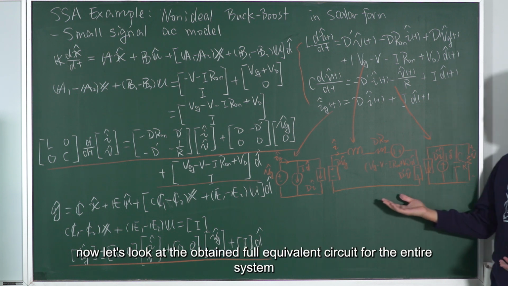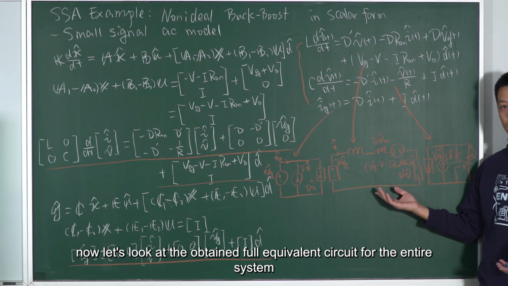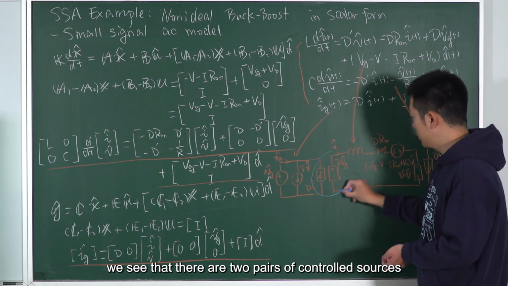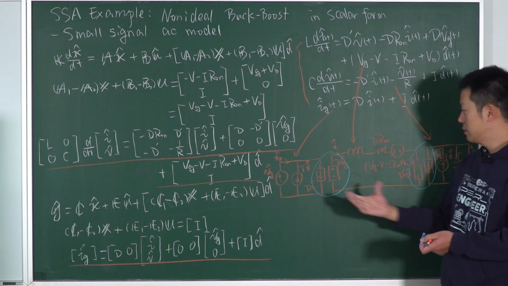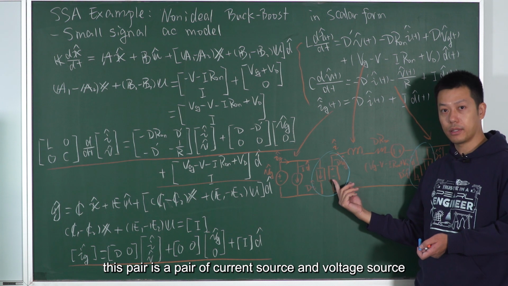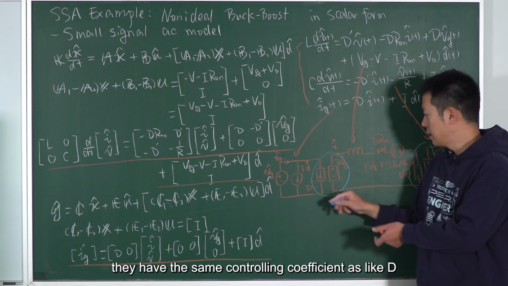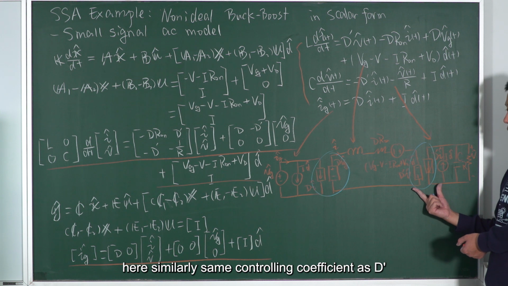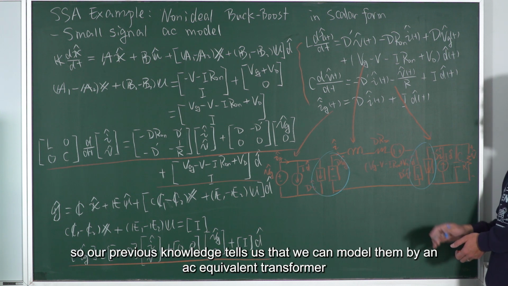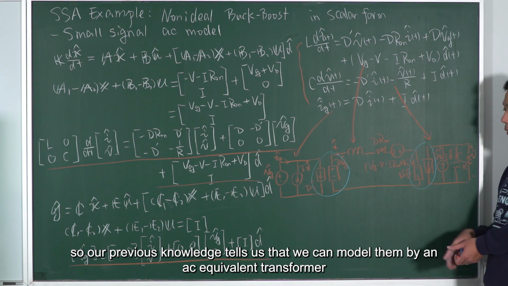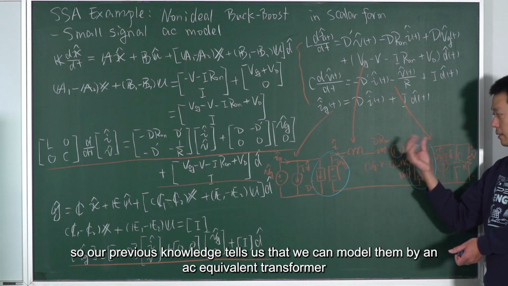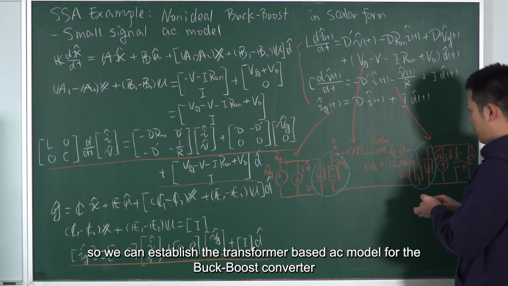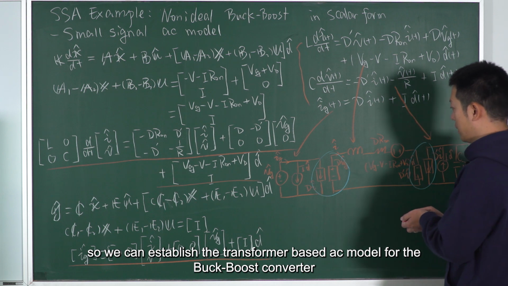Now let's look at the obtained full equivalent circuit for the entire system. We see that there are two pairs of control sources. This pair is a pair of current source and a voltage source. They have the same controlling coefficient, D, right? Here, similarly, same controlling coefficient D prime, right? So our previous knowledge tells us that we can model them by an AC equivalent transformer, right? So we can establish the transformer-based AC model for the buck boost converter.